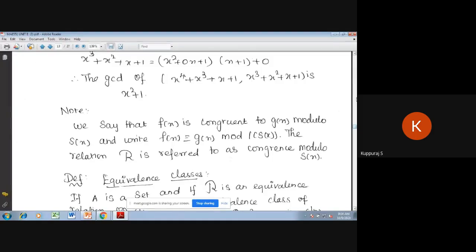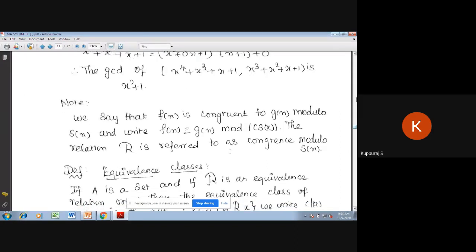So we say that f(x) is congruent to g(x) modulo s(x). The relation R is referred to as congruence modulo s(x). Here, f(x) is congruent to g(x) with mod s(x), which means that when the difference between f(x) and g(x) is divided by the mod value s(x), you get the remainder 0.